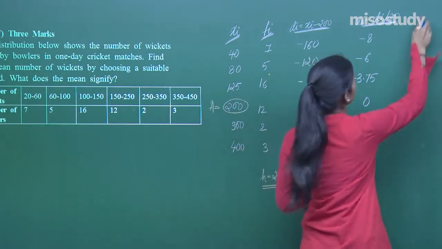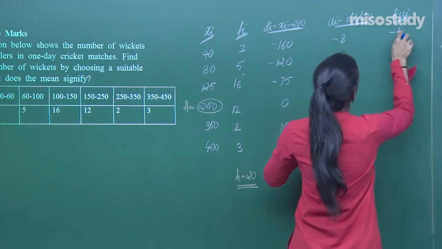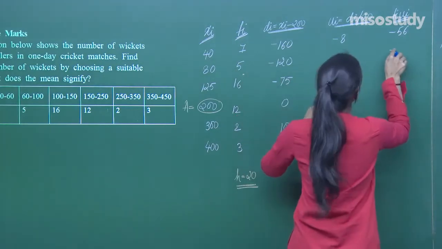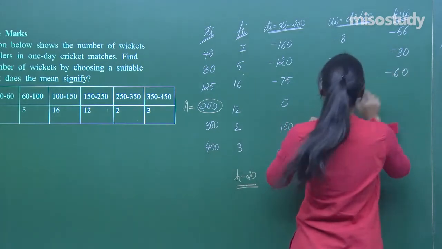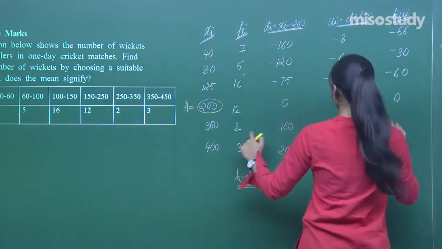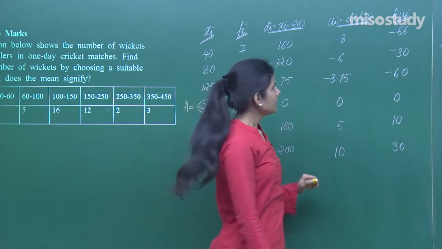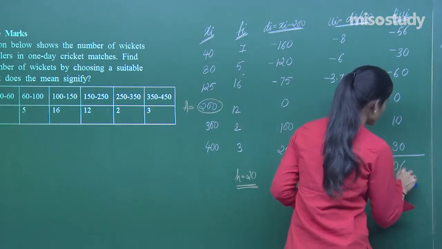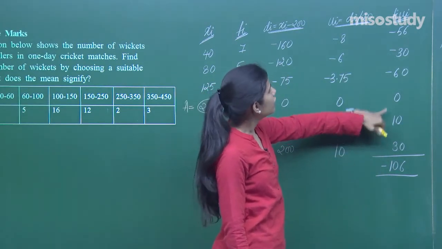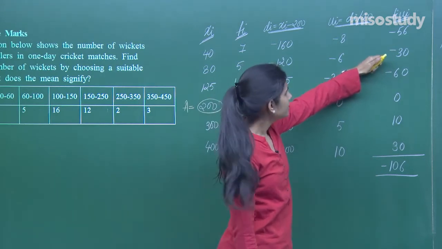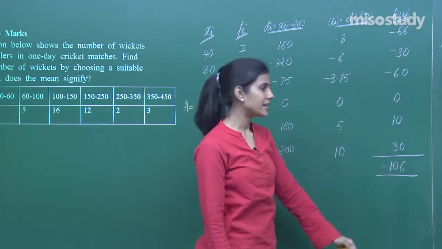Right? After that, in step deviation, you find out fiui. What is fiui? 7 into minus 8, minus 56. 5 into minus 6, minus 30. 16 into minus 3.75, this is minus 60. 12 into 0 is 0. 2 into 5 is 10. 3 into 10 is 30. If you add this up, you will be getting minus 106. You can clearly see 30 plus 10 is 40. 40 minus 30 is 10. 10 minus 60 is minus 50. Minus 50 minus 56 is minus 106.